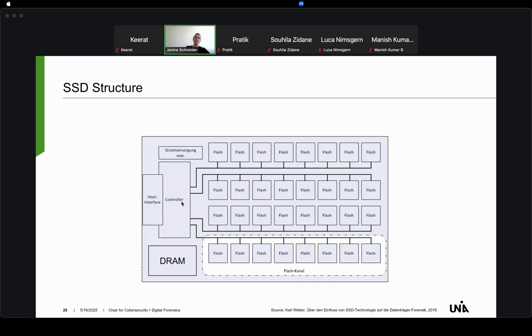Okay, so here you can see a graph representing the insides of an SSD. As I already said, you have several flash chips on your PCB. You have some kind of power supply. You have a controller. This controller handles the communication to the outside and also the emulation of a hard disk. You have this host interface here, and sometimes, not always, you also have a DRAM chip.